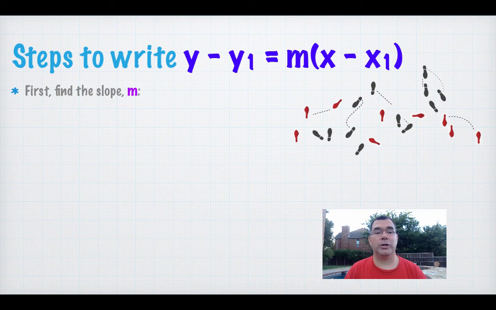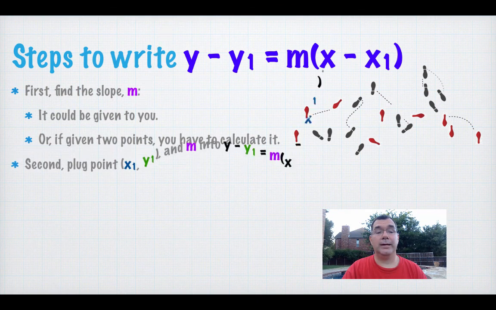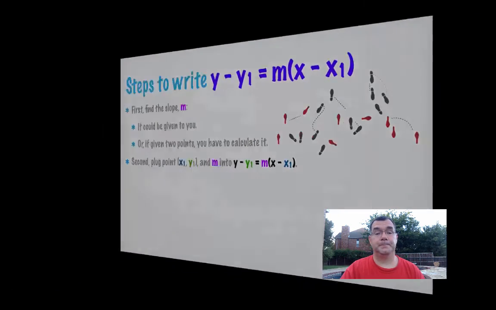Here's the steps I'm going to use in order to do that. I need to find the slope. I'm either going to be told what that slope is, or I'm going to have to calculate it, just like I had to do in the last lesson. All right, and then next I need to plug in an x and a y. I'm going to call that x1 and y1. I need to plug those in where x1 and y1 are in the equation, and I'm going to plug m into that same equation, and I'm done. So it's actually a lot easier than writing it in slope-intercept form.